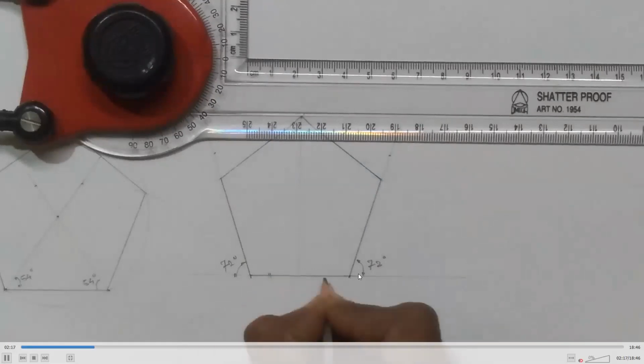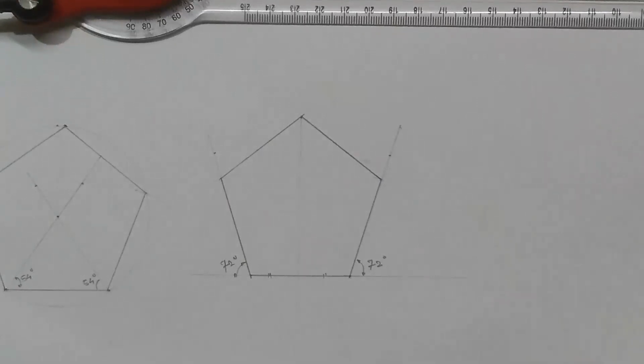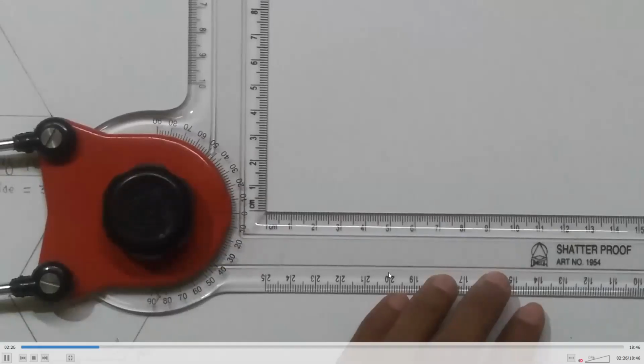So you have to just remember the angle is 72 degree and this internal angle is equal to 108 degree. Okay, so 108 plus 72, that is equal to 180 degree. Okay, so today we will stop here.